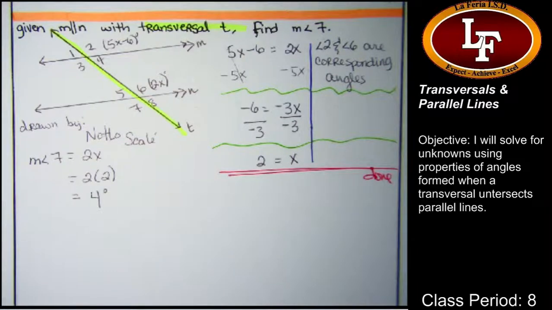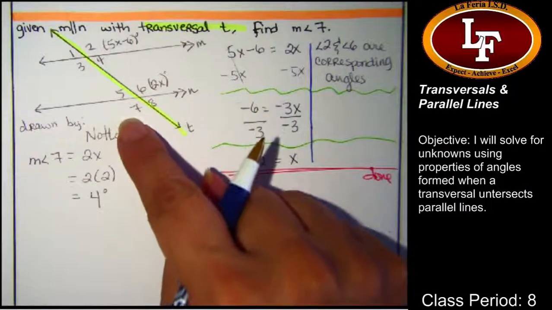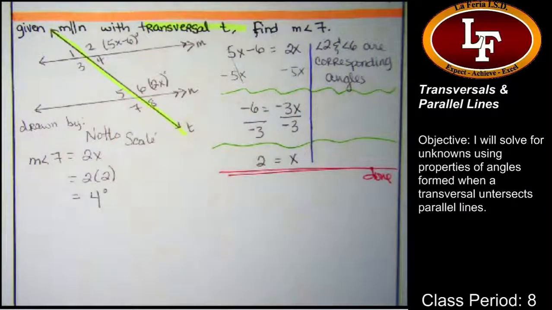So the whole moral of that little story is we were wrong in the beginning. Don't trust what the diagram looks like. Trust what the diagram is labeled like. This diagram is labeled this way, so this angle 7 has to be 4 degrees, even if it doesn't look like it. Even if you grab a protractor and measure it and it's not 4 degrees, it has to be, because that's what it's labeled as. Okay?